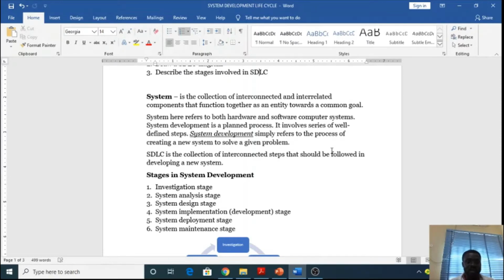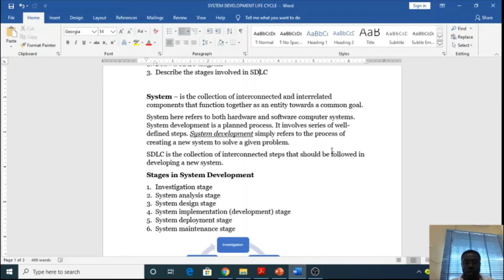Just like you can talk about the respiratory system, the central nervous system and all that. They are made up of different organs of the body. But in this case, we're referring to a computer system, whether it's a hardware system or a software system. Now, system development is actually a planned process.